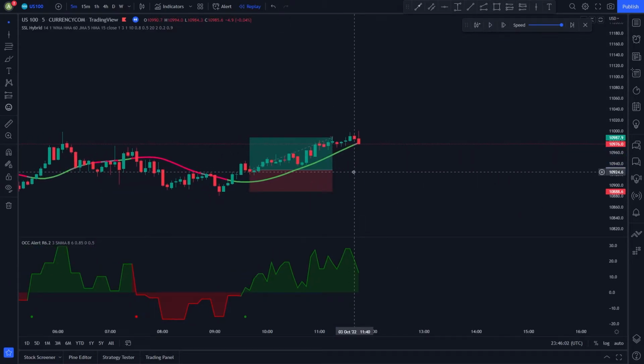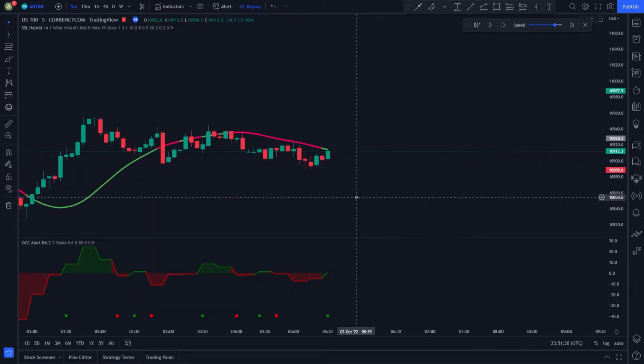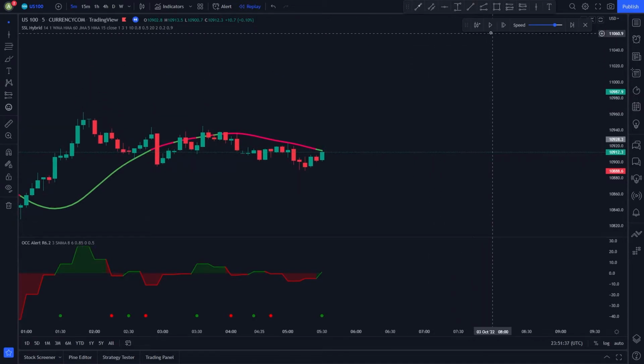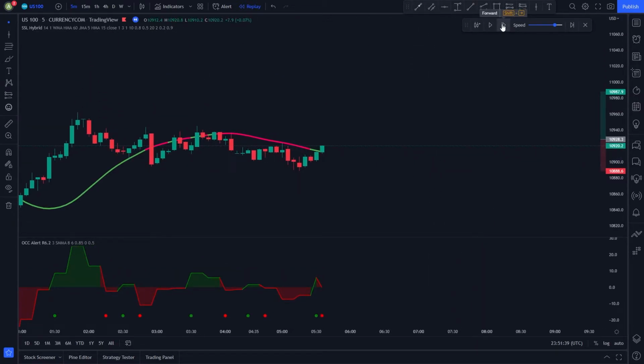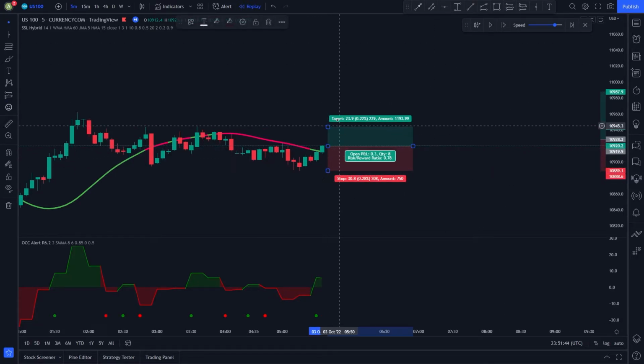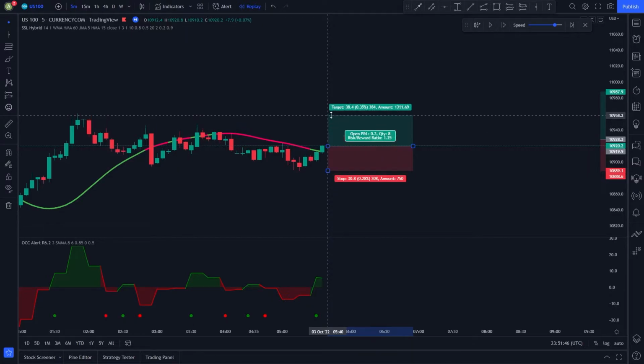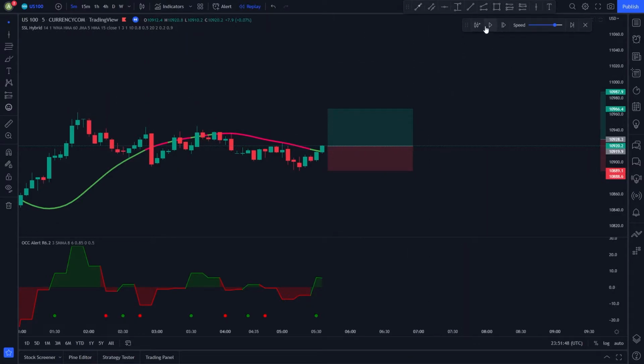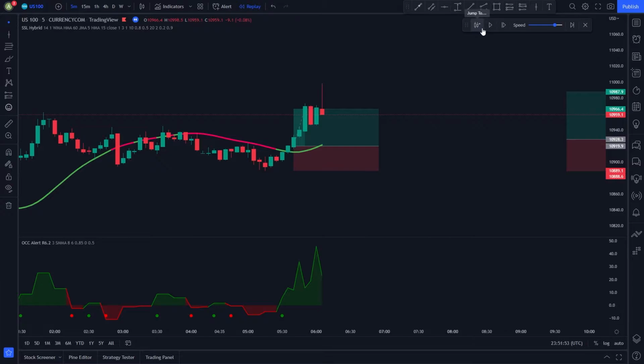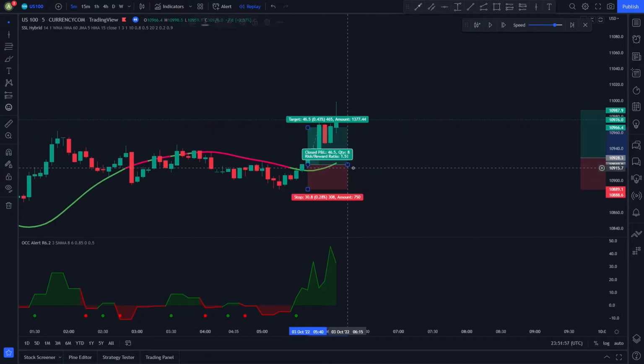After waiting for a bit, the price hits our target. I will show you one more long position example to make everything clear. Here we have a long position signal from the OCC indicator. The SSL hybrid is colored in green, but the price is trading under it, so we have to wait for a candle to close above the green line. Right now all our conditions are met. We enter a long position. We set our stop loss at the recent lowest price and our take profit at 1.5 times the risk. After a few candles, the price hits our take profit as we expected.